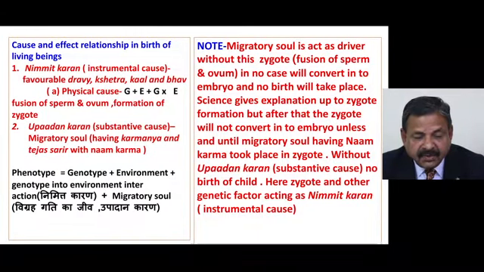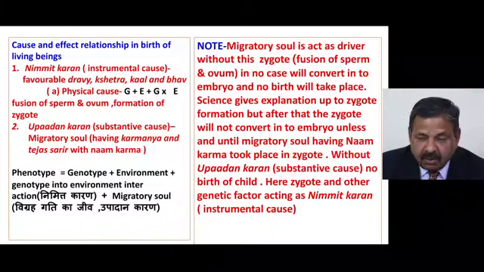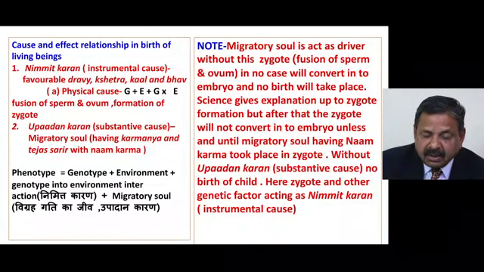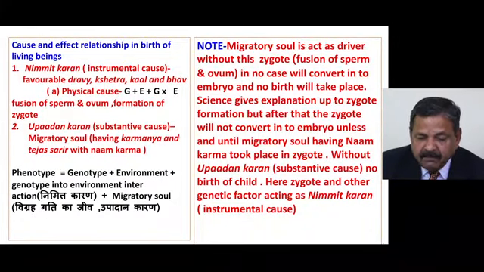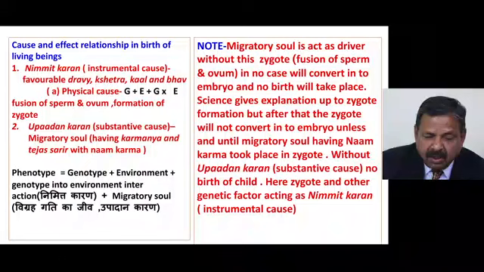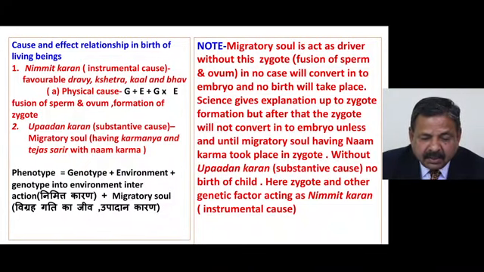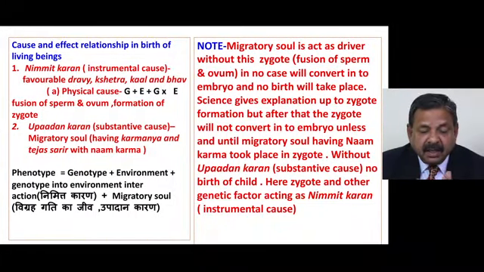The main thing, that is the upadan or the substantive cause, is the migratory soul. Unless and until the migratory soul takes place in the zygote, it will not convert into the embryo and no birth will be there. So the migratory soul is the upadan, what we call the substantive cause, and the genotype, environment and environment interaction, or what we call the zygote, is just a nimit, just an instrument. So this is the cause and effect relationship.